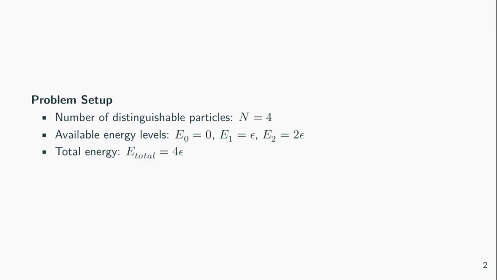Alright, let's set up the problem. We are given the number of distinguishable particles, which is n equals 4. The available energy levels are E0, which is 0, E1, which is epsilon, and E2, which is 2 epsilon. And our target total energy is E total, which is 4 epsilon.